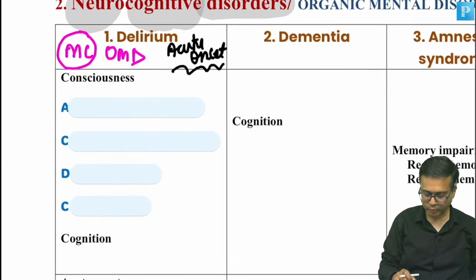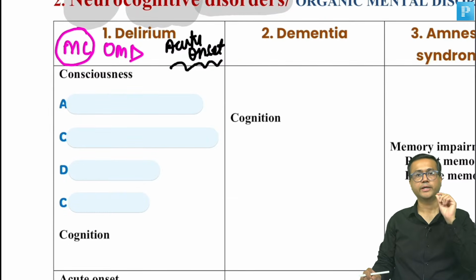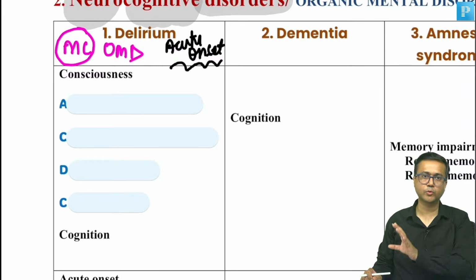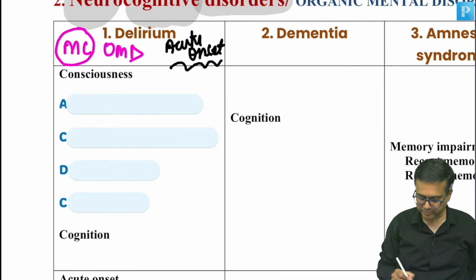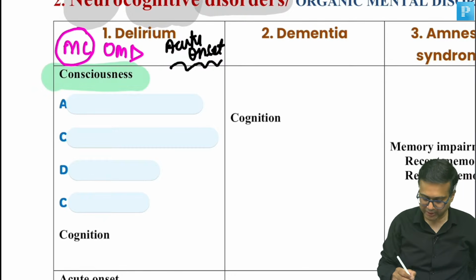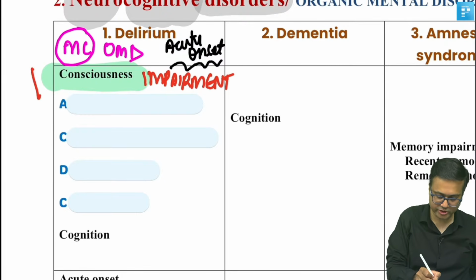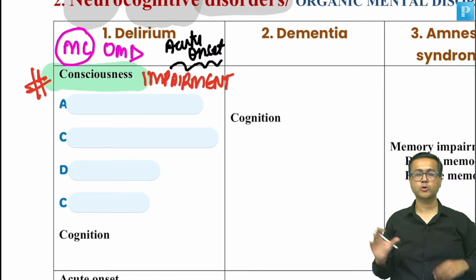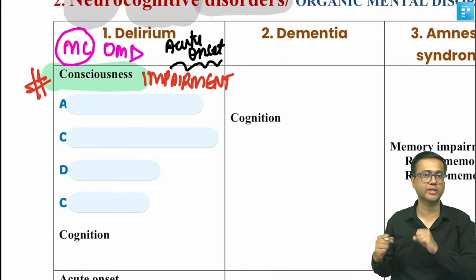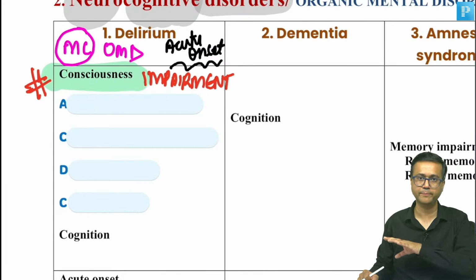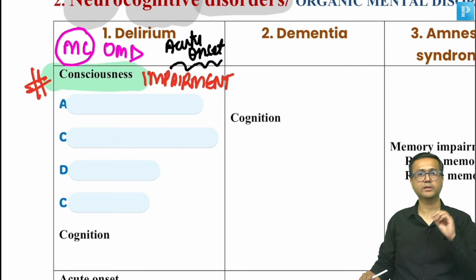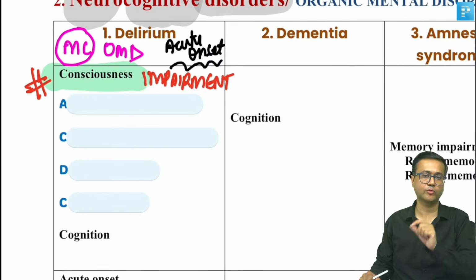The very important point beta, see in delirium, whenever in the question they are talking about delirium, beta, delirium means there is impairment of consciousness. This is a very important point beta, please remember this point. The consciousness is impaired. Consciousness means awareness of self and surrounding, but all of us right now we are conscious. So in delirium, remember there is impairment of consciousness.